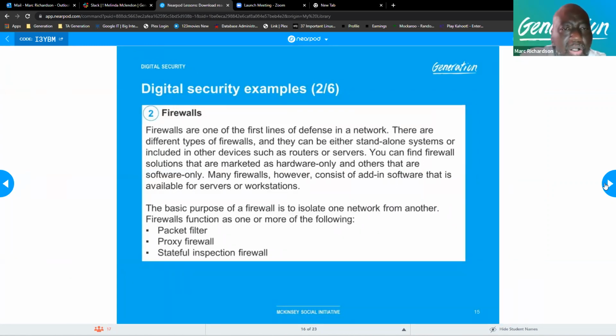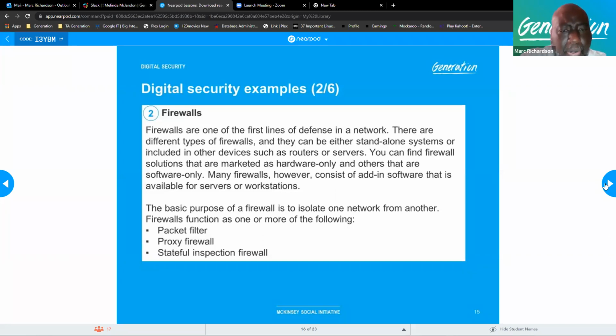Firewalls. Firewalls are one of the first lines of defense in a network. There are different types of firewalls, and they can be either standalone systems or included in other devices such as routers or servers. You can find firewall solutions that are marketed as hardware only and others that are software only. Many firewalls, however, consist of add-in software that is available for servers or workstations.